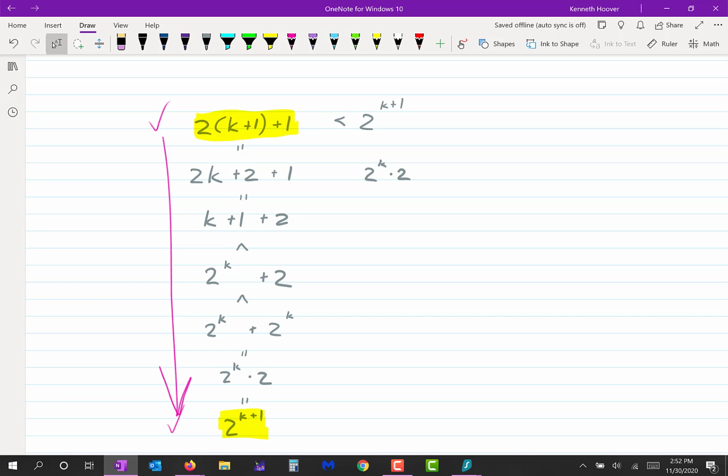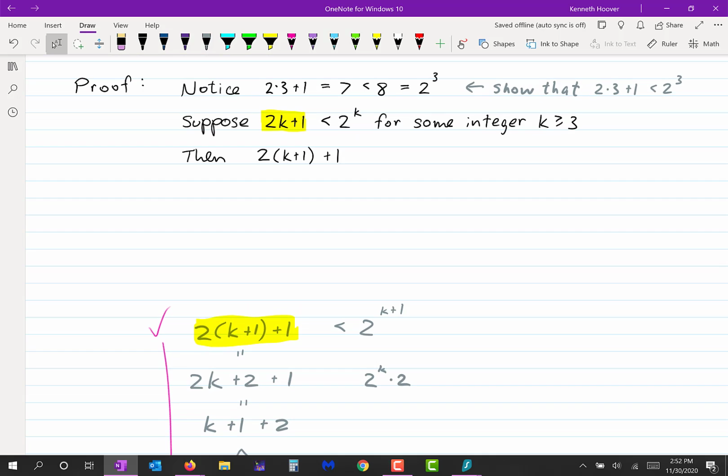Okay? So we have 2 times k plus 1 equals 2k plus 2 plus 1. Now I've got a couple of choices to make. I can either go like this, which equals 2k plus 1 plus 2, which is less than 2k plus 2. But you see what happens?